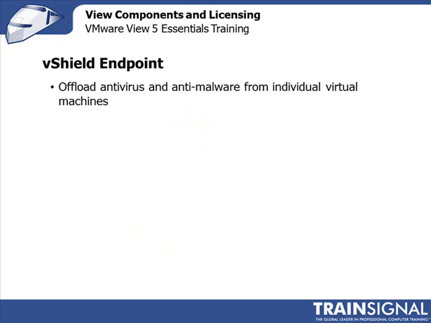So when we look at vShield Endpoint, what exactly is it? Essentially, it's an enabler for antivirus and third-party vendors to be able to write their antivirus so that there is now a virtual appliance from your antivirus vendor that offloads your antivirus and your anti-malware processing from the individual virtual machines onto this virtual appliance. So this single virtual appliance, it's per host, and it uses the VMsafe API in order to be able to do this introspection from underneath the virtual machine.